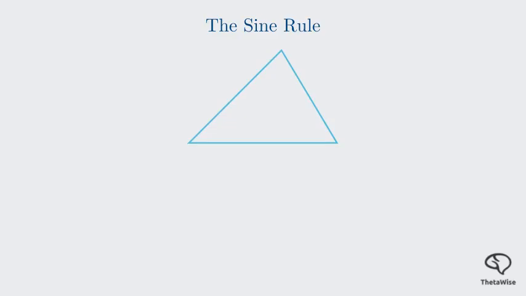Today we are going to master the sine rule, a powerful tool for finding missing sides and angles in triangles that are not right-angled. By the end of this lesson, you will be able to identify when the sine rule is applicable, choose the most efficient form of the equation, and solve exam-style problems with confidence.